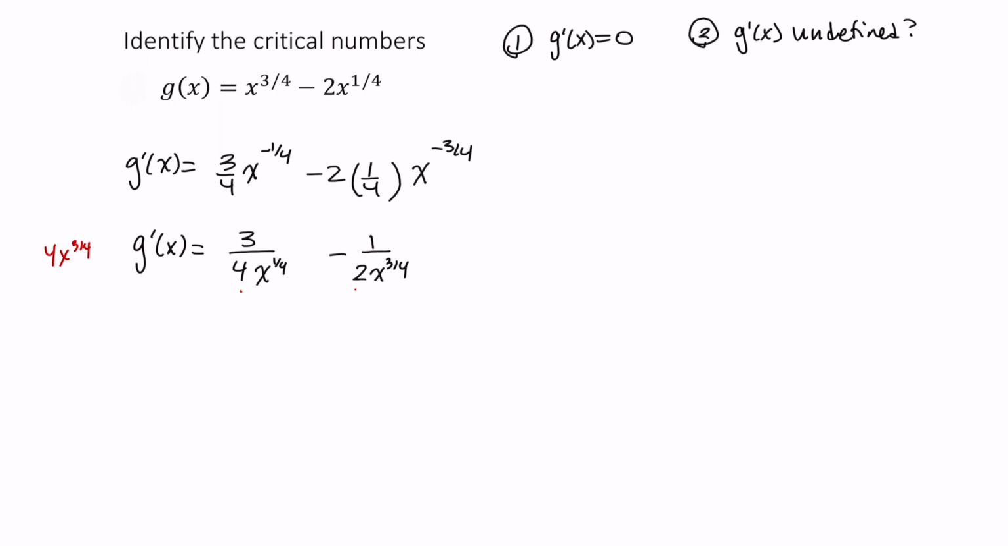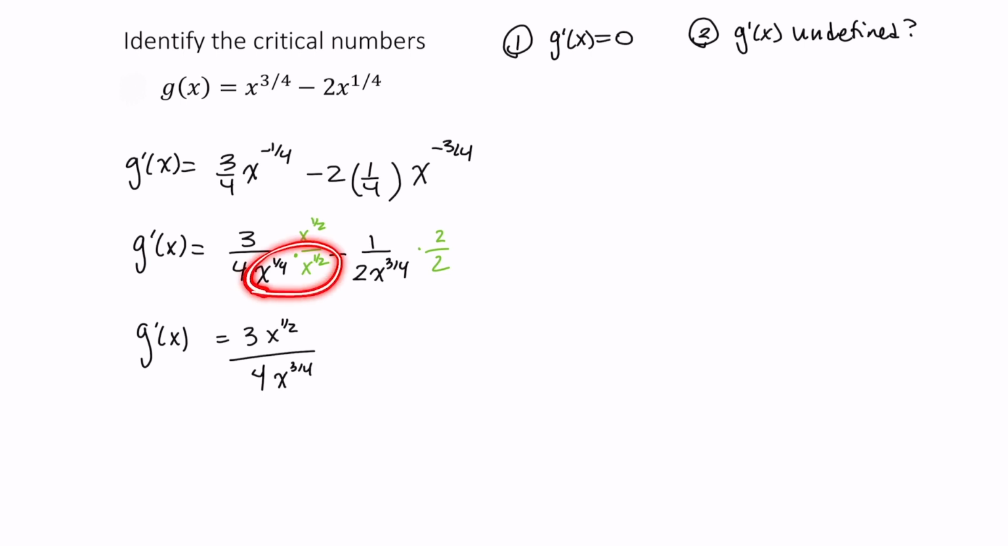So I'll need a little space here. And I'm going to multiply this one by x to the 1/2 power over x to the 1/2 power. And here I'm going to multiply by 2 over 2. And this gives me g prime of x is equal to 3 x to the 1/2 over 4 x to the 3/4 power. If you don't remember how to combine like bases with different exponents, this is a quick review. You just add the exponents, and 1/4 plus 1/2 is 3/4.